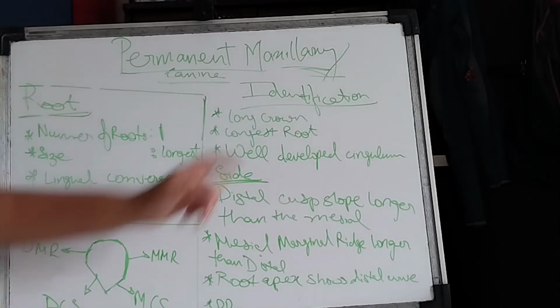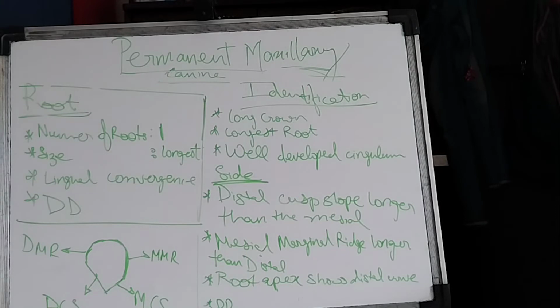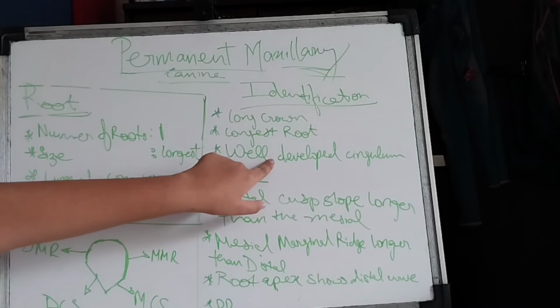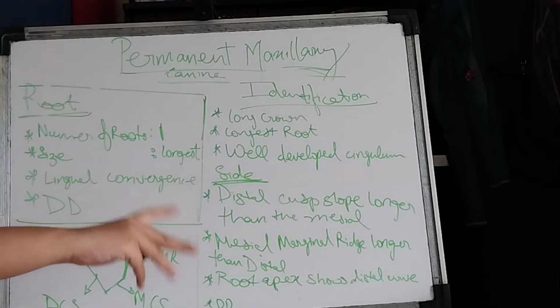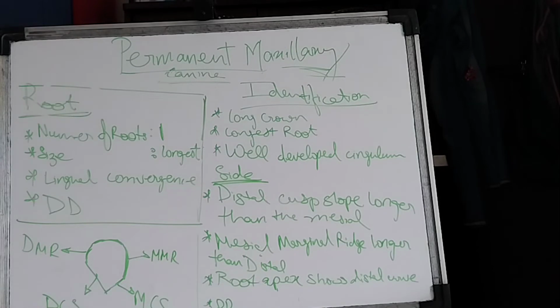Now let's see the identification features. As you know, the crown is long and the root is the longest. These are some identification features. If you get a canine, you can easily identify it. Also, canines have a very well developed cingulum.